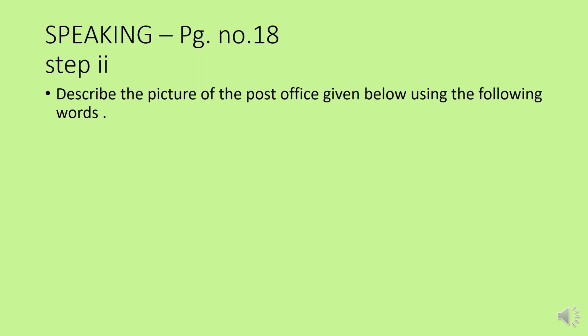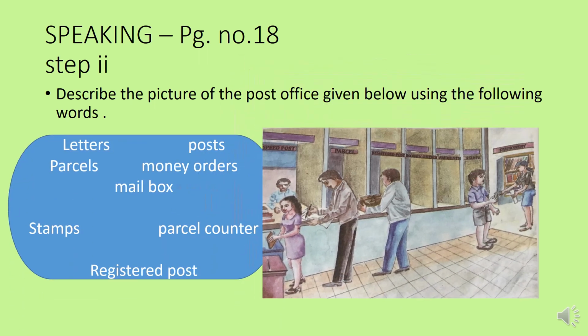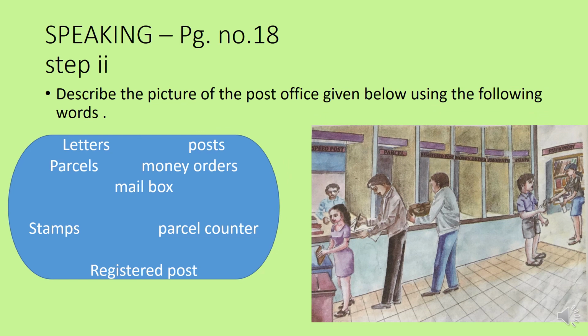This is our last activity, children. It is a speaking test. You have to look at the picture and there are some words. So you have to use these words to describe the picture. Letters, posts, money orders, mailbox, parcels, parcel counter, stamps, registered post. So you have to speak about the picture. It is very easy. You have to observe the picture and speak. So this is the lesson end.